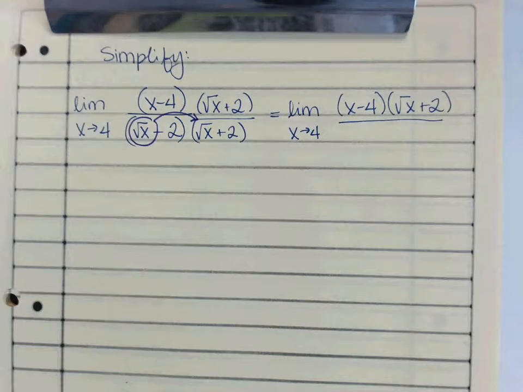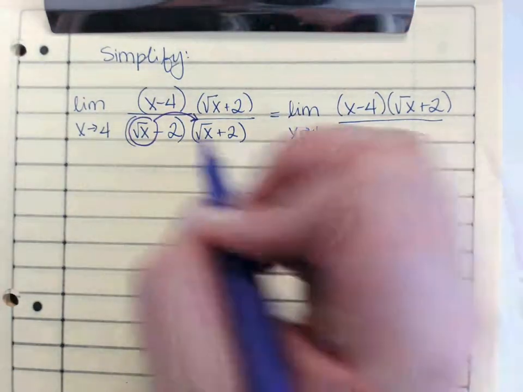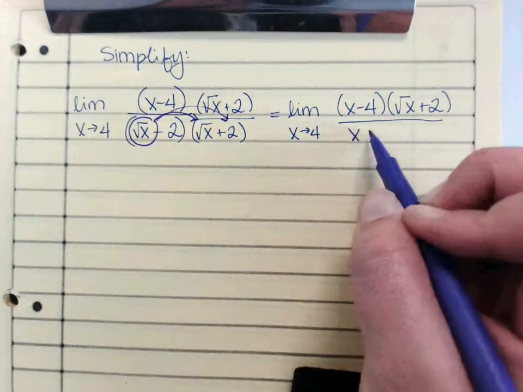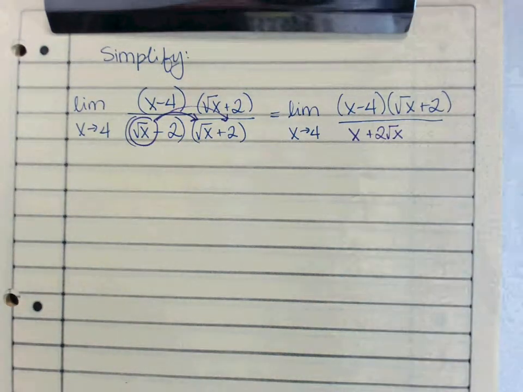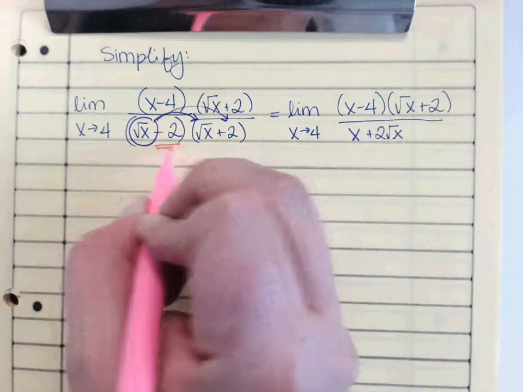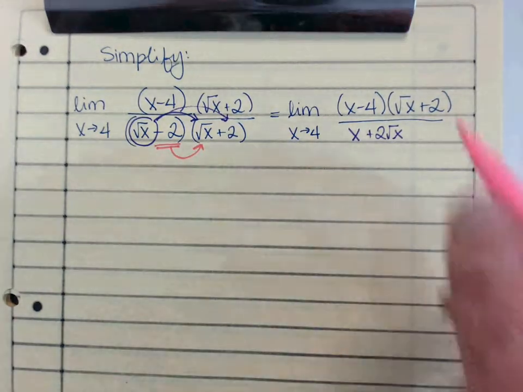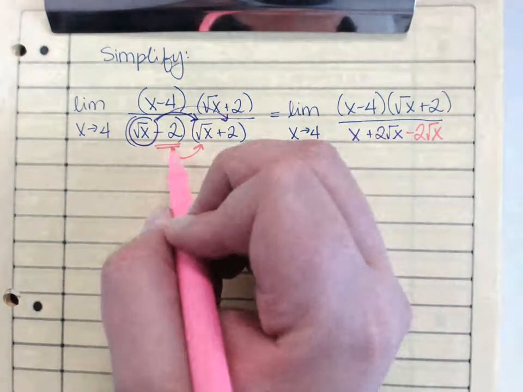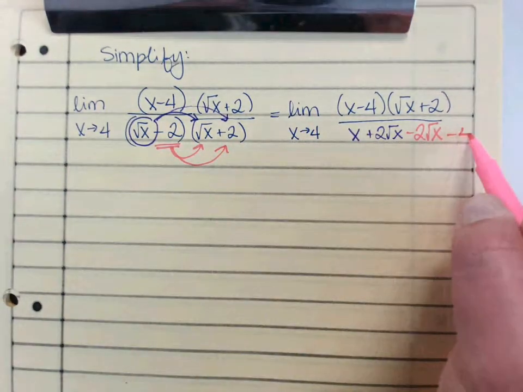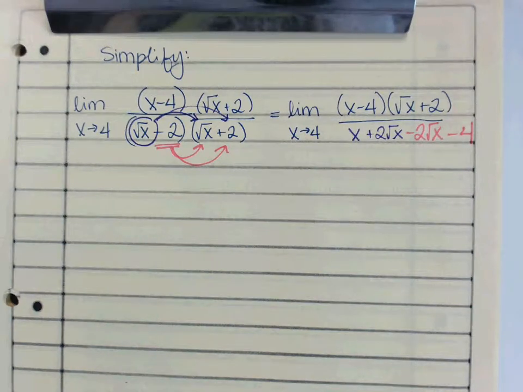Okay, next term. I have root x times plus 2. Plus 2 root x, right? So I have a regular x first. Then I have a positive 2 root x. Okay, moving to the next term. So now we're down here, we're using our minus 2 times root x. That's a negative 2 root x. And then what's negative 2 times 2? Negative 4. Very good.